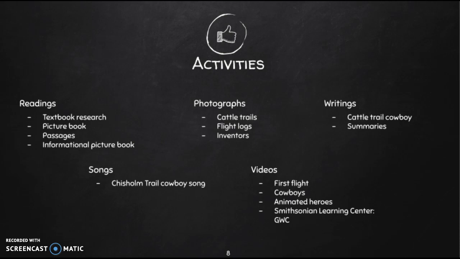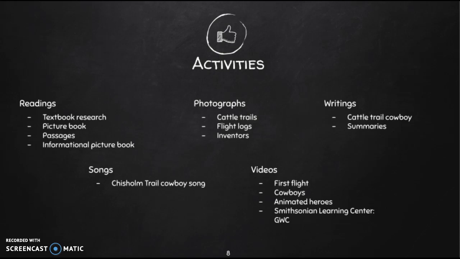And then the activities that we did were readings, photographs, writing, songs, and videos. I had a lot because I was able to do this in 5 days. For readings, we did textbook research, and I had a picture book. We did passages. I had an informational picture book as well. Photographs, I had one of the cattle trails, flight logs from the Wright brothers, and pictures of the inventors. With the writings, we did cattle trail and cowboys all on this same day.